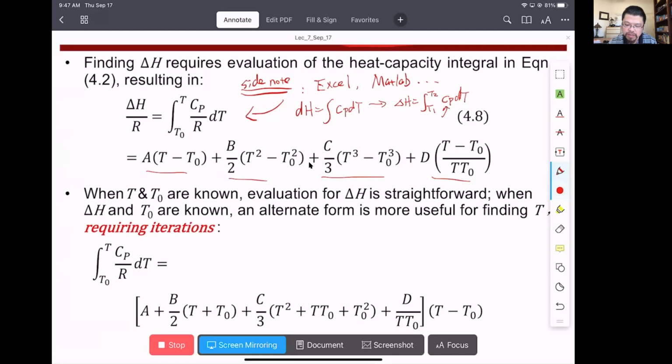And now Cp over R is expressed as a function with A, B, C, D terms. So this is why you can see that we are always expressing this by dividing by the gas constant R on both sides, so that we are ready to quickly replace this term. Okay, so that is why now, instead of looking at this delta H, we look at the enthalpy change over R.